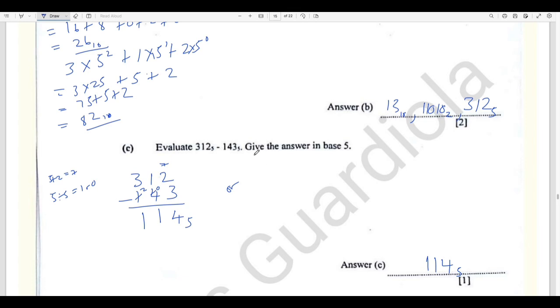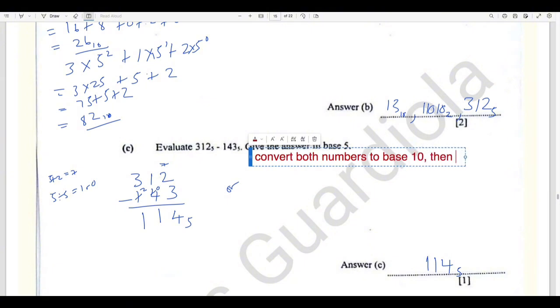Or we can take the other method that I gave, where we convert both of the two numbers to base 10. After we've converted both of them to base 10, then we operate on them normally like we do, and after we finish, we reconvert back to base 5 by dividing the answer only by 5. So we need to convert 312 base 5 to base 10 and 143 base 5 to base 10.